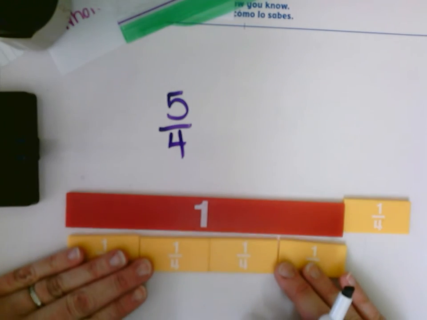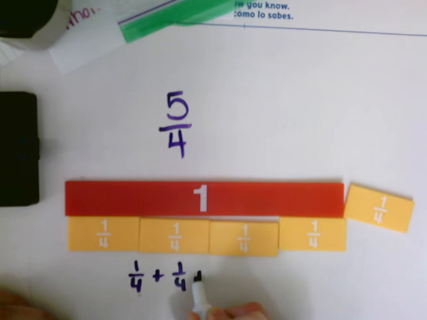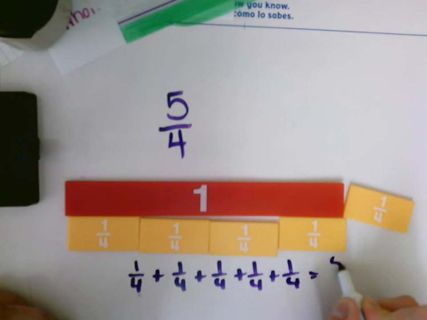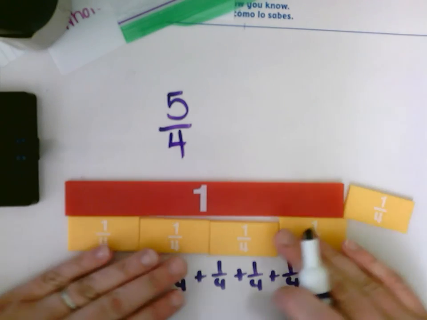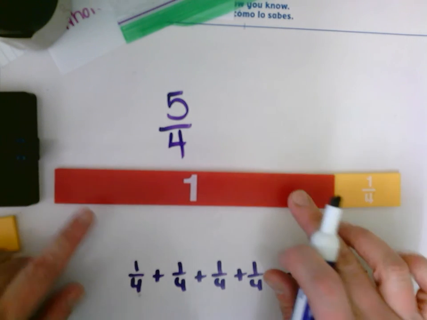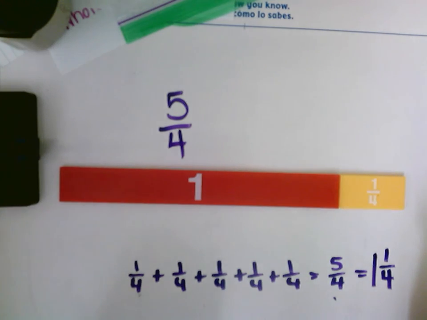So if I was going to write it out in my number sentence, 1/4 + 1/4 + 1/4 + 1/4 + 1/4. When I build it out, that gives me 5/4. But that's also the same. Remember, I can trade these in. This is one whole. I'm going to trade these in. I have 1/4 left over. So I can rewrite this improper fraction as a mixed number of 1 and 1/4. So today you're going to practice with your number tiles building some mixed numbers. Building some improper fractions and then writing them out as a mixed number.